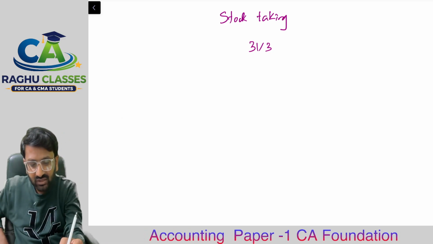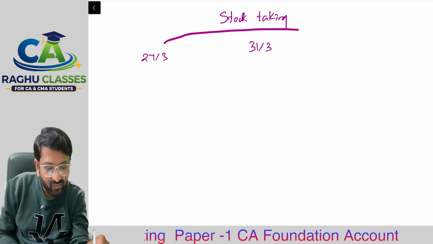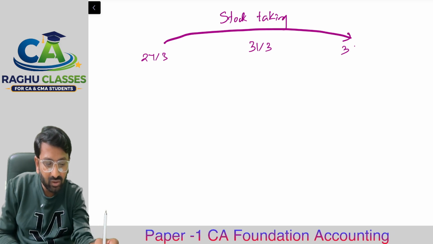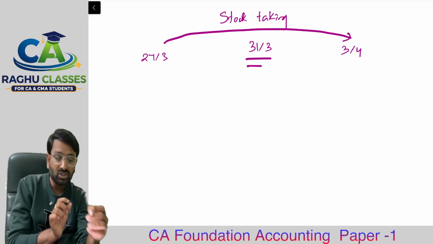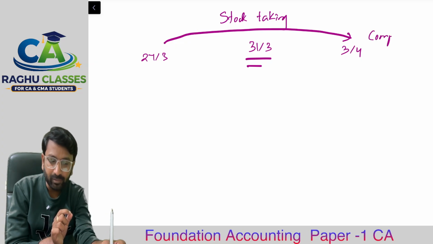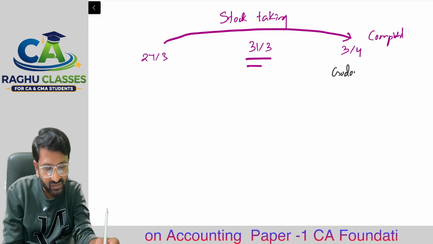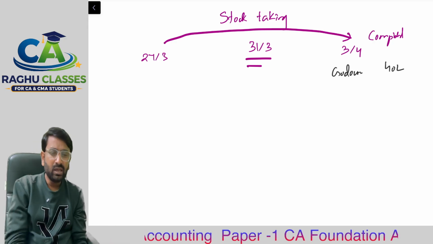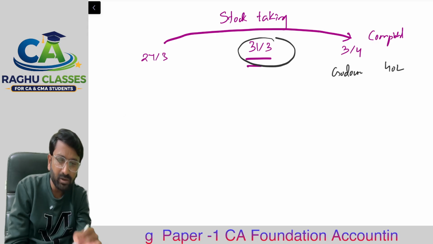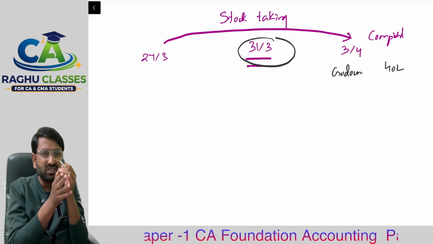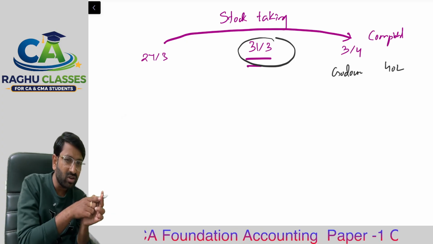Let's say the counting starts on 27th March, but they are not able to complete the counting by 31st March. The counting got over only on 3rd of April. So the balance sheet date is 31st March, but stock taking got completed on 3rd of April. And let's say on 3rd of April, in the godown, physically there is a stock of 40 lakhs. Now, this 40 lakhs cannot appear in the balance sheet because a balance sheet is made on a particular date. Which means on 31st March, I need to find out the value of the closing stock. This 40 lakhs is there on 3rd of April.